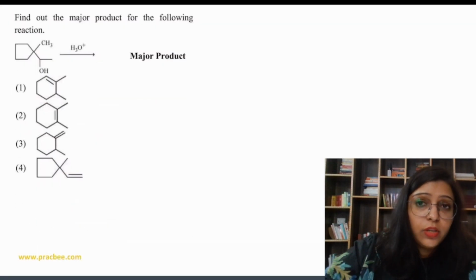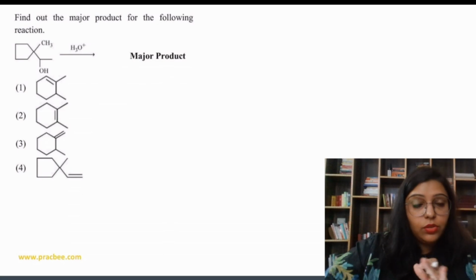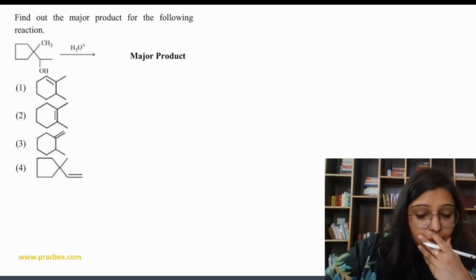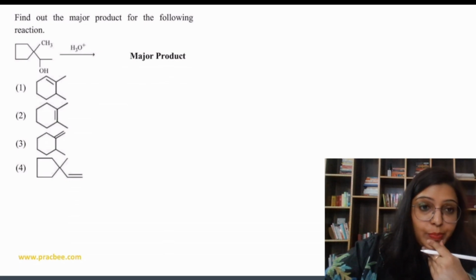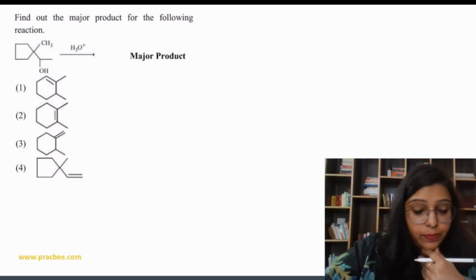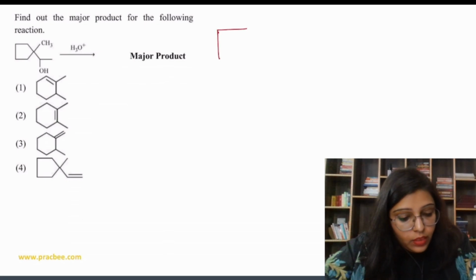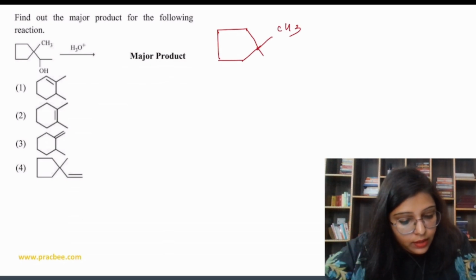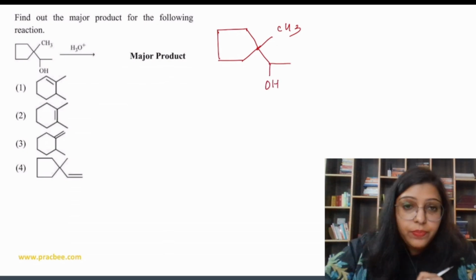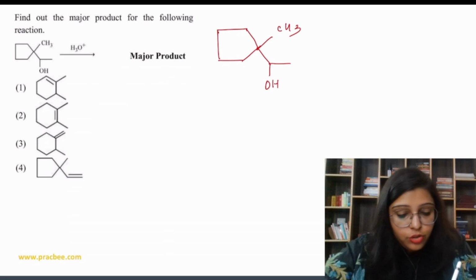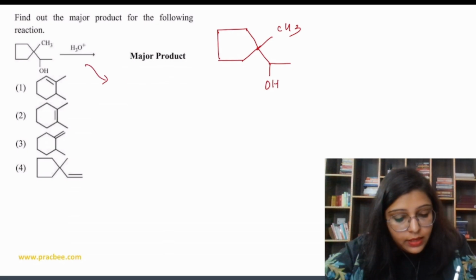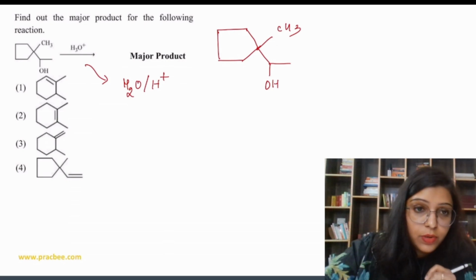Find out the major product for the following reaction. See, this is the part of alcohols. You can consider this as part of alcohol, but we can simply apply the concept of reaction mechanism over here. How? See, we have this CH3 and here we write OH. Now we have H3O positive. H3O positive we can write as H2O in the presence of H plus, right?